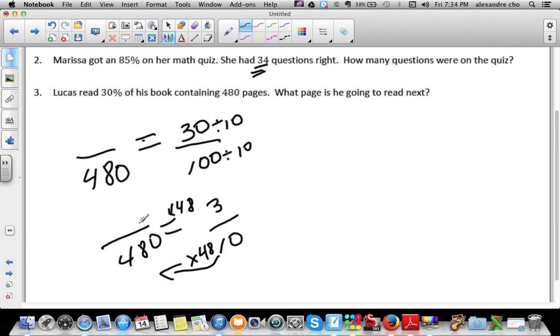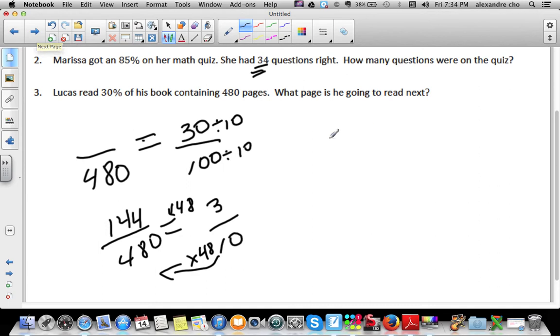And 48 times 3, or 3 times 48, that's going to be, let's see, 24, carry the 2, 144. So he has read 144 pages. So the next page he's going to read is going to be page 145. Okay, and that's what you would write down.